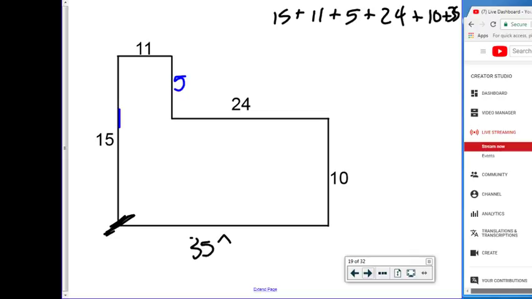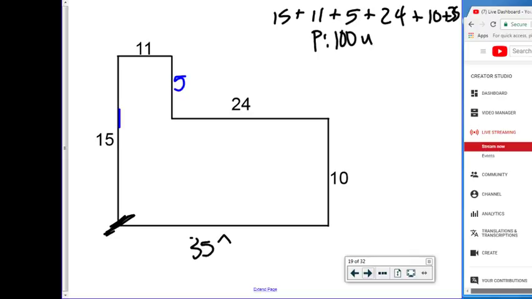And when you add all those up, make sure I can go through and do this. 15 plus 11 plus 5 plus 24 plus 10 plus 35 is 100. The perimeter of this shape is 100 units.